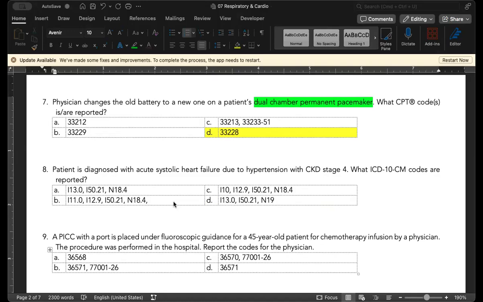Is everybody following with the hypertension and then your cardio-renal disease? So we have with heart failure, because we have acute systolic heart failure, right? And then we also have that stage 4 CKD. So what code should we use for the cardio-renal systolic heart failure and stage 4 CKD?